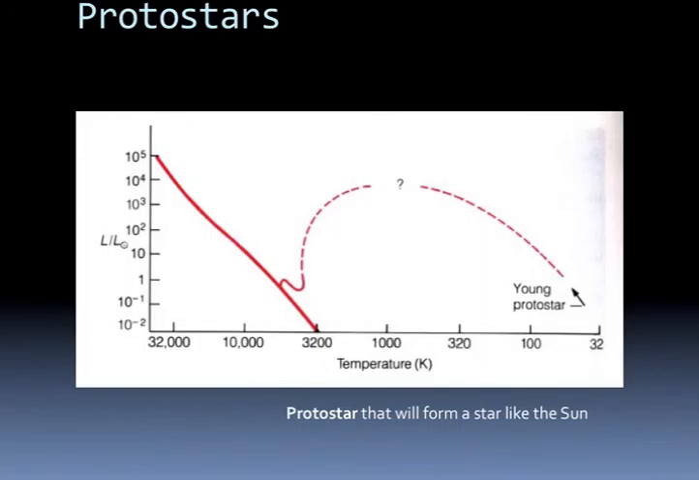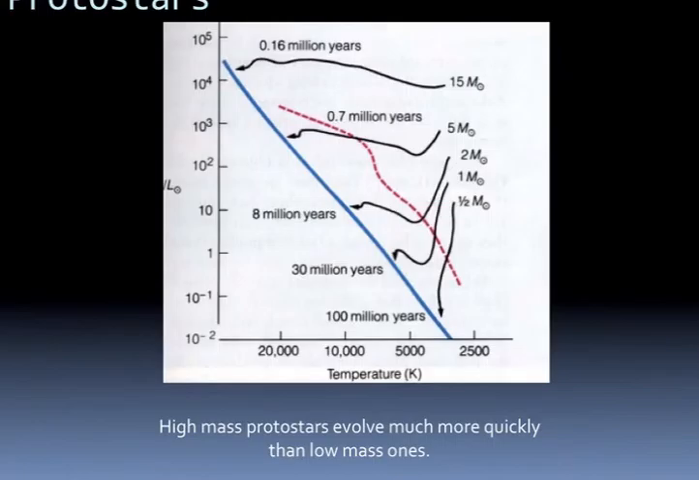So if I look at a protostar forming on an HR diagram, a young protostar will be very cold, and as it starts to collapse down, its brightness can get actually really bright. Eventually, though, it'll come down and find its place on the main sequence, where it will remain until hydrogen burning ceases. Now, the more mass you have in an area, the more gravity, the quicker this process happens.